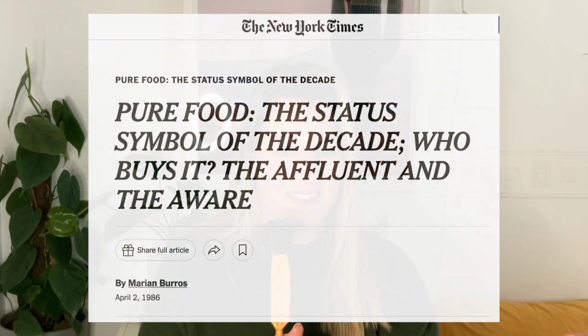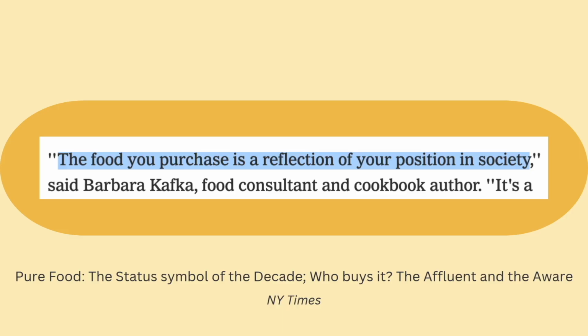We understand how even the private act of what we eat is no longer a private activity, and everything we do, consume, own, or even rent tells the world who we are, both in real life and in our curated online lives. Barbara Kafka, food consultant and cookbook author, puts it perfectly in this 1980s or early 1990s article from the New York Times: "The food you purchase is a reflection of your position in society, and it's a way to upgrade the image of yourself."